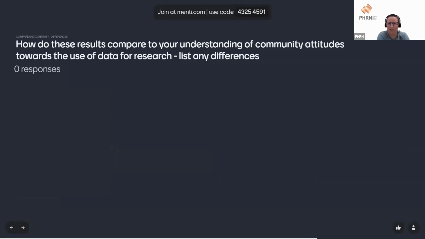Okay, great. Let's have a think about differences. So how do these results compare to your understanding of community attitudes towards the use of data research? And what are the differences between what you've experienced or your thoughts and what Julia and Annette have just presented?